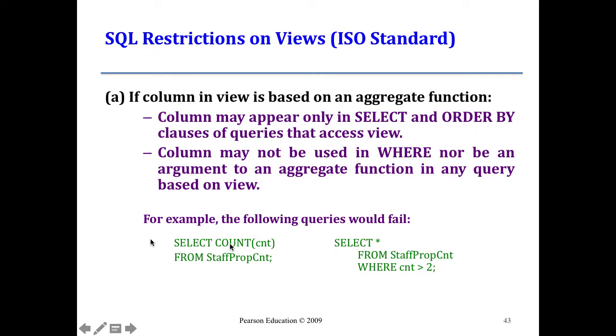All we're trying to do now is count the number of tuples in the staff property count. This would have been fine if I said select count star from staff property count. That would have actually given me the number of tuples in the view. But when I try to say select count on the count column, that's no good, because when I do view materialization, CNT gets replaced with count star, which is no good.